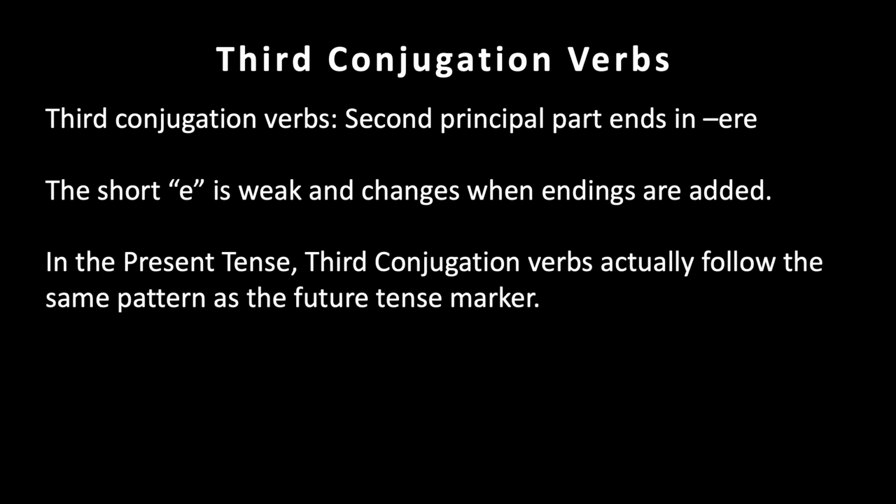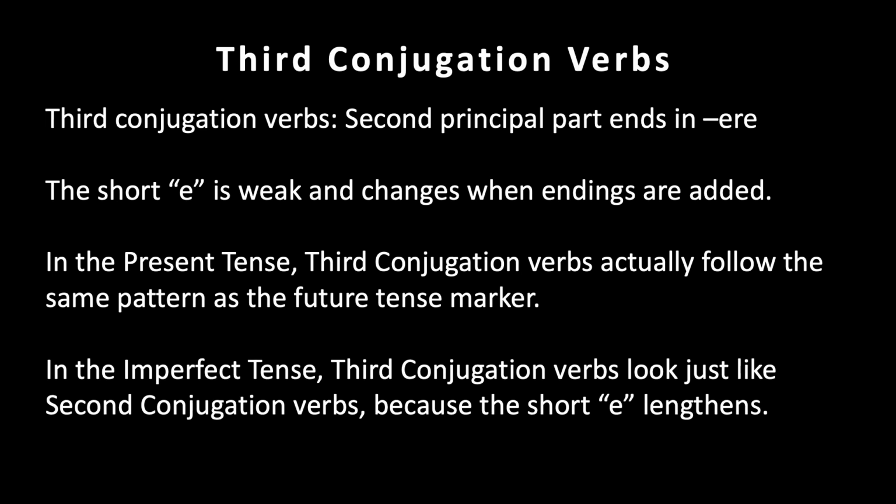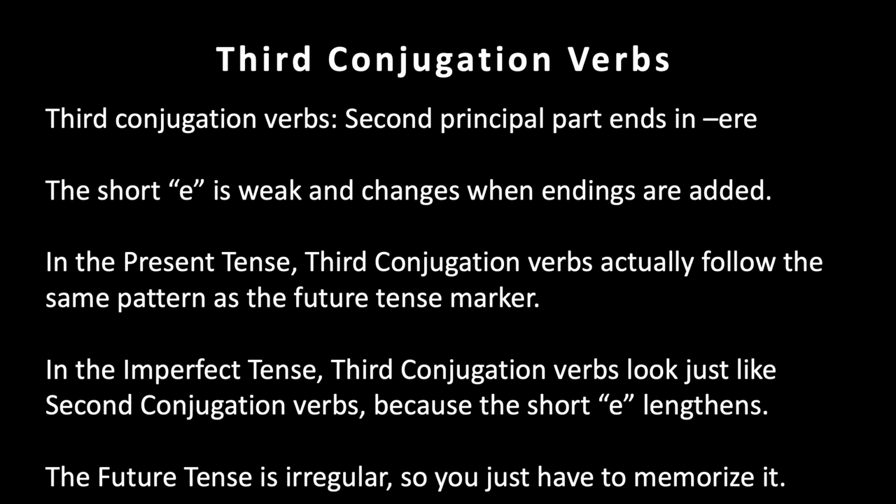So, in the present tense, the third conjugation verbs are actually going to follow the same pattern as we saw with the future tense marker. So, take off the B of the future tense, bo, bis, bit, and you essentially have the endings for the present tense of the third conjugation. The imperfect tense of the third conjugation will look exactly like second conjugation verbs because the short E lengthens to a long E. And then last, the future tense is the strangest. It is irregular, or at least it's not like the future tense forms that we've learned so far. It doesn't use the BE tense marker. It's different, so we'll just have to memorize it.